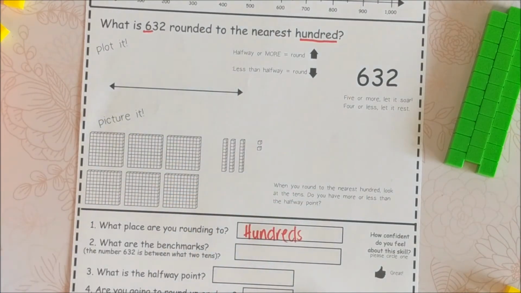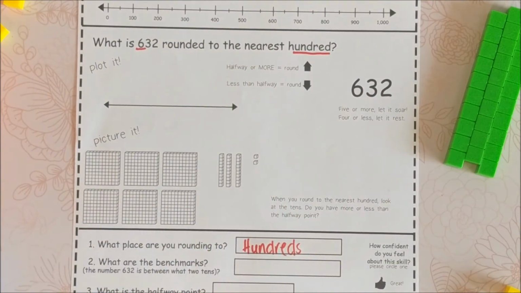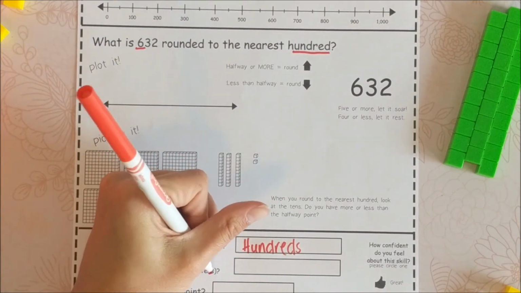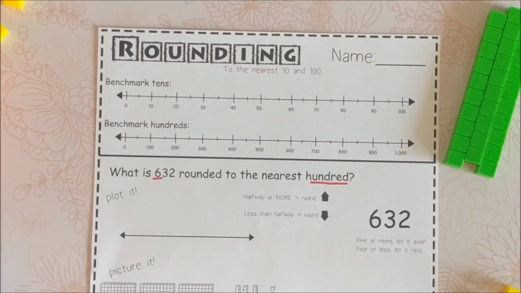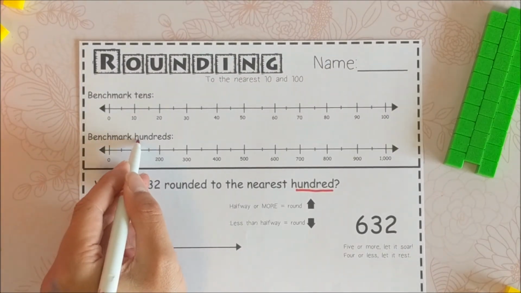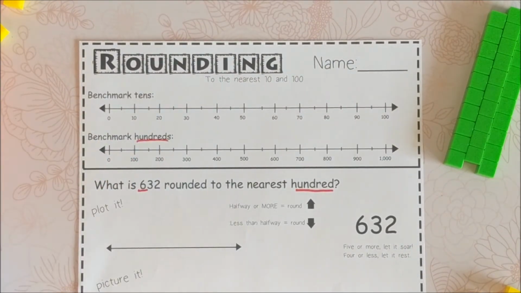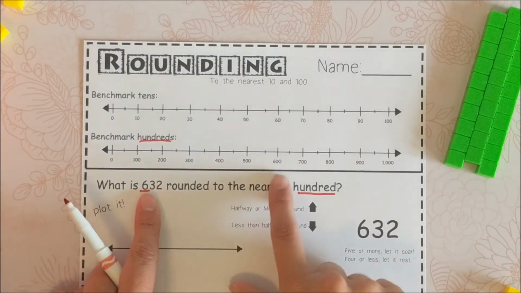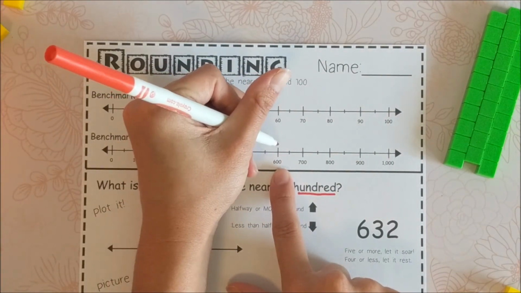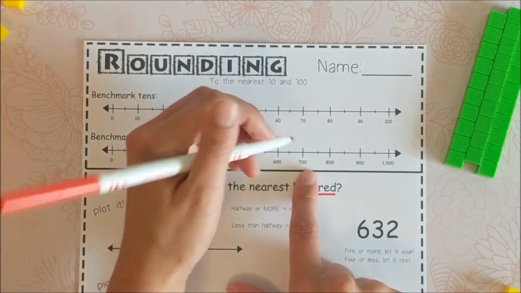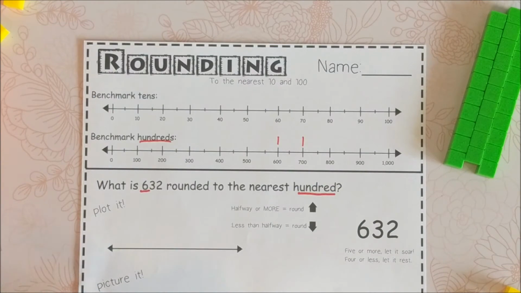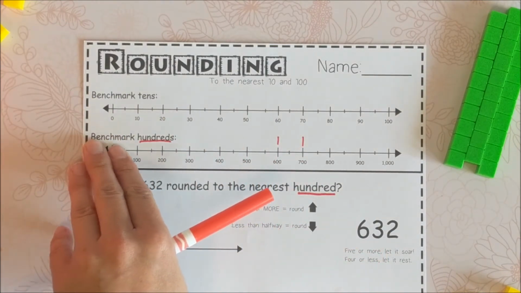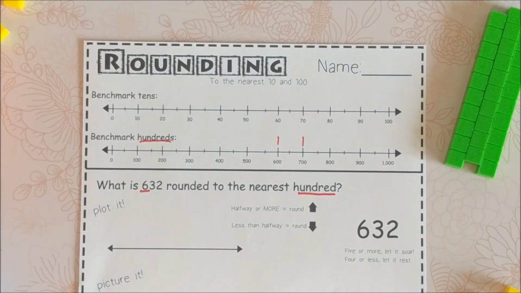What are the benchmarks? In other words, the number 632 is between what 2 hundreds? So take a look up here. We're going to use these. And we're going to find that 600 here. There it is. It's between 600 and 700, because 632 is more than 600, but less than 700. Okay, let's use our number line.